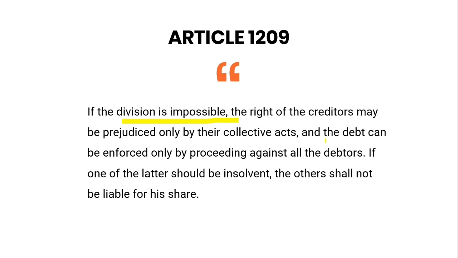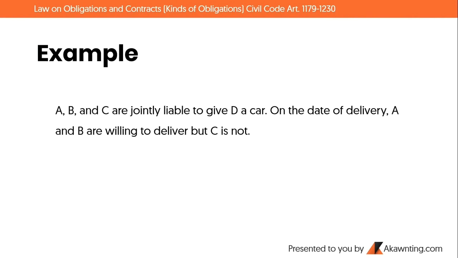Okay. So, ayan, tawag dito, nagsingit tayo ng joint indivisible obligation. Okay? Sige, illustrate natin to. A, B, and C are jointly liable to give D a car. On the date of delivery, A and B are willing to deliver, but C is not. Okay? So, si C, hindi siya willing i-deliver yung car.